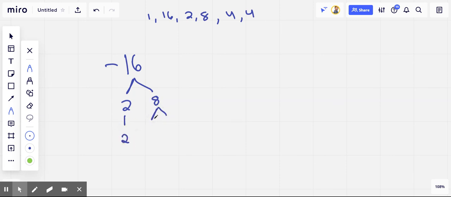8 is still a composite number, so let's see if we can get to some prime numbers. So we have 4 and 2. This 4 right here can be broken out: 2, 2, and then this is a 2. You notice that this is a negative 16 and I don't have a negative number here. So the prime factorization of negative 16 is negative 1 and then 2 to the 4th power.